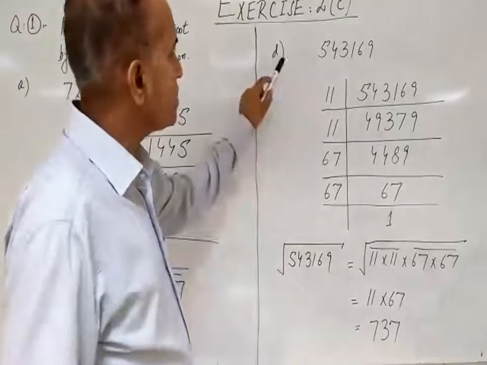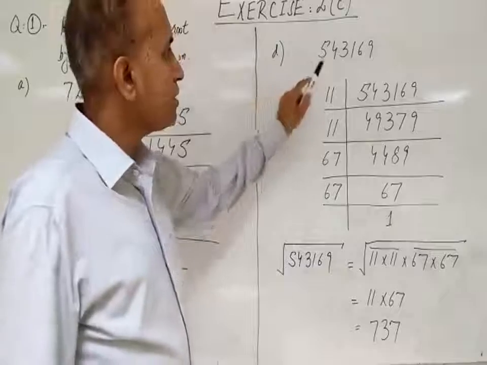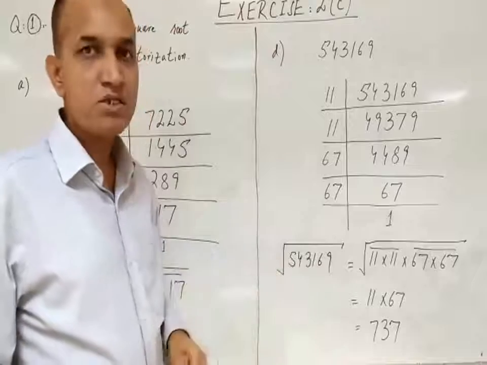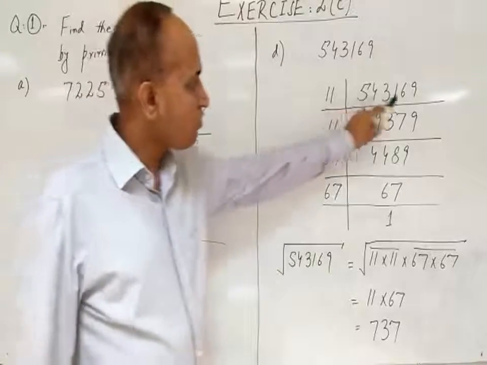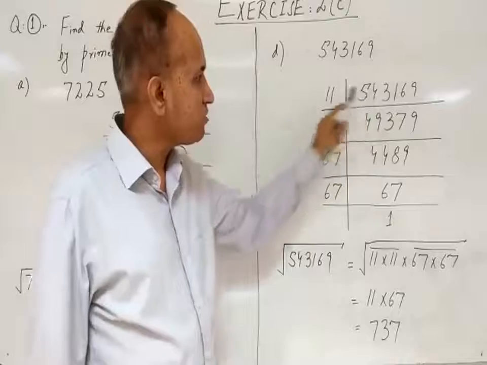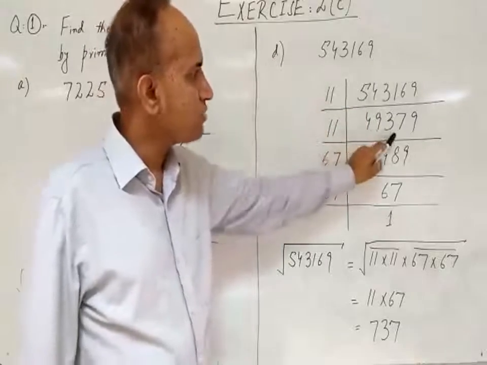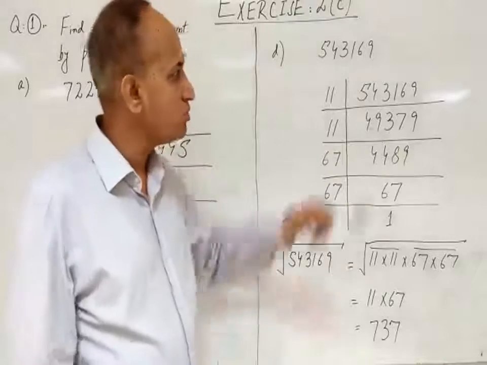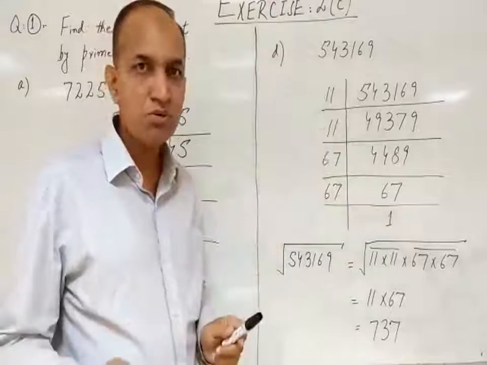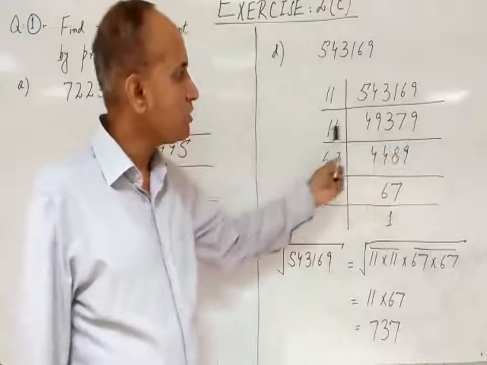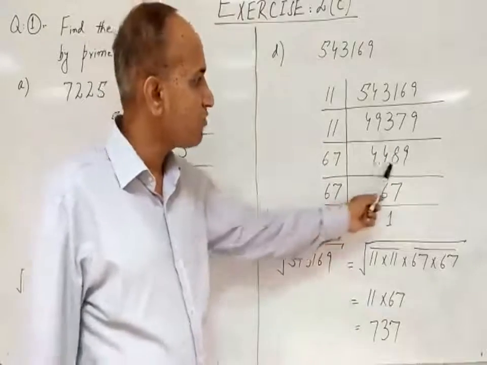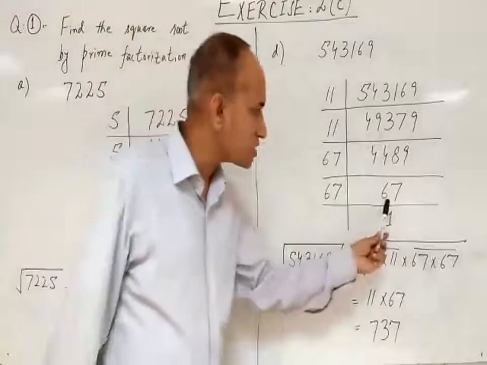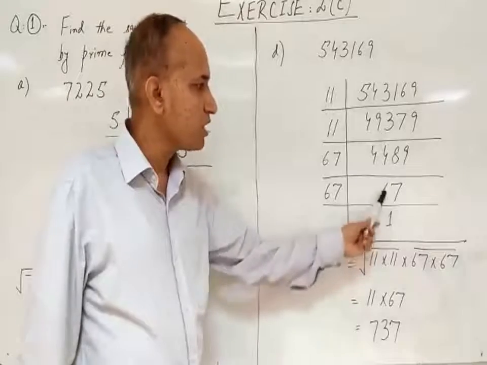Let's see in question number 1 part D, we are given 543169. So we factorize this. First of all, we divide this number by 11. We get 49379. So you can do this by your calculator. You can use the calculator. So you divide this number by 11 by using your calculator, you get this. Again, you will divide it by 11, you get 4489. And then when we divide this by 67, we get 67, and then 67 ones are 67.